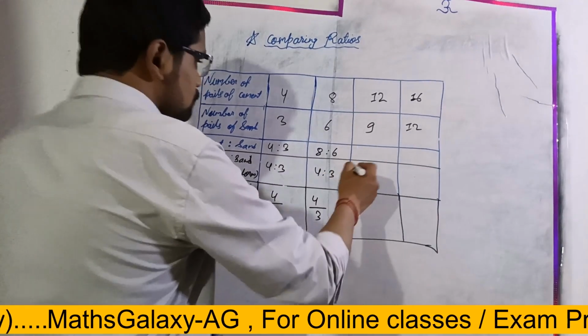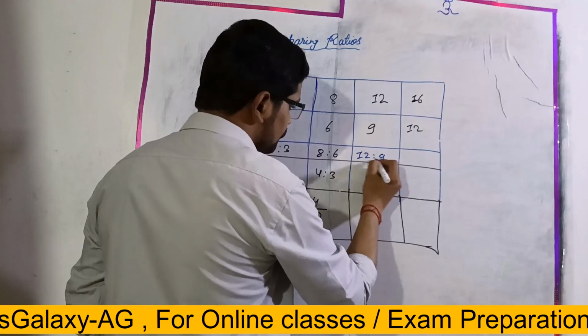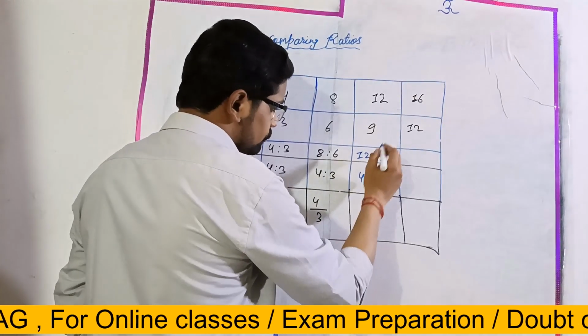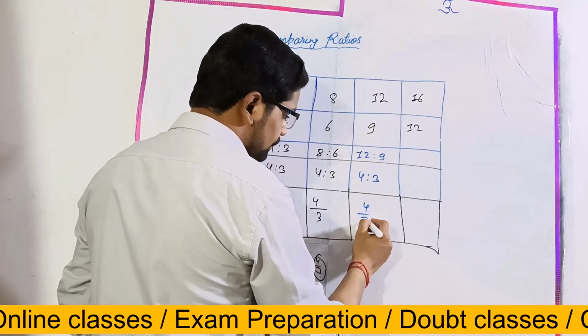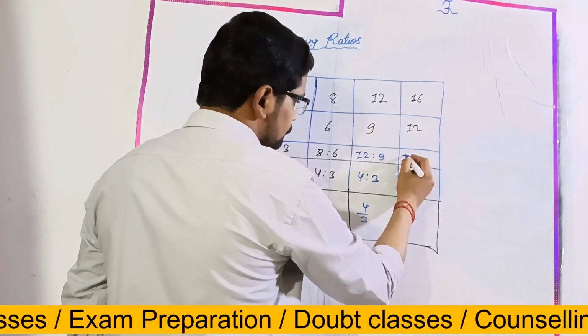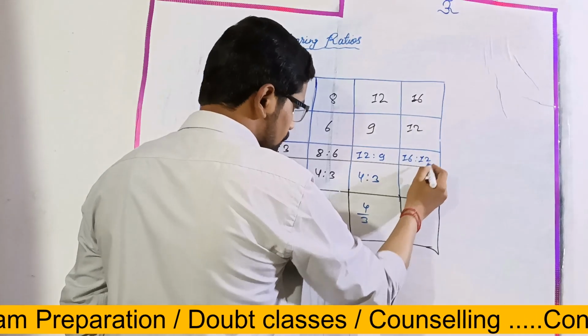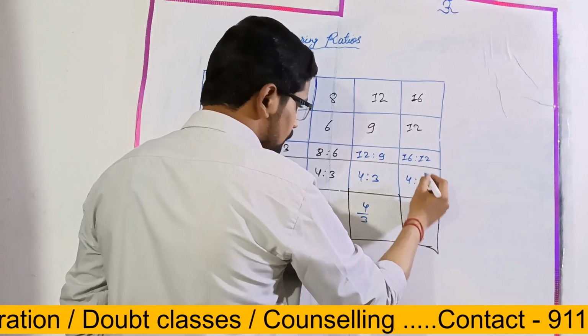It will be 12:9. Then 3 4 ja 12, 3 3 ja 9. So it is again 4 by 3. Here again 16 to 12. Good. And then 4 threes are 12. Yes, 4 fours are 16.